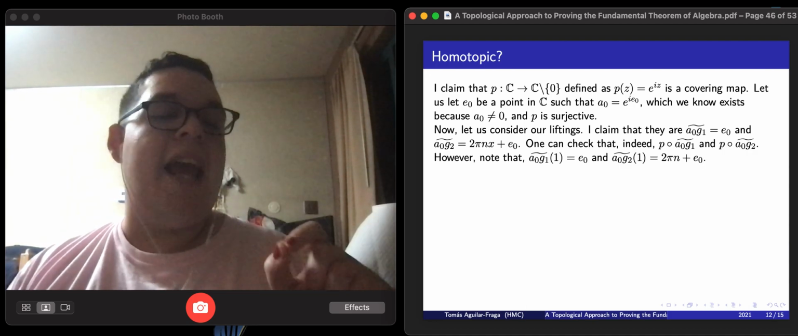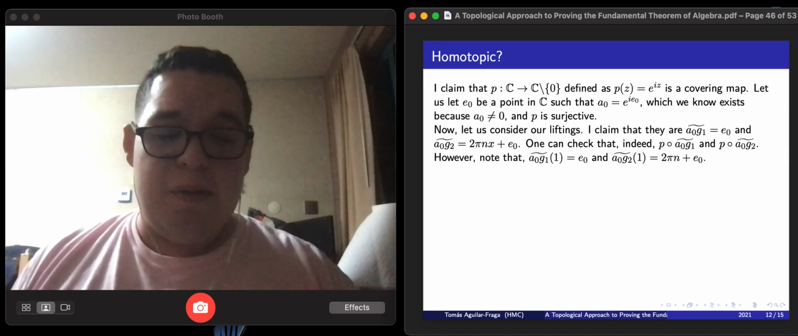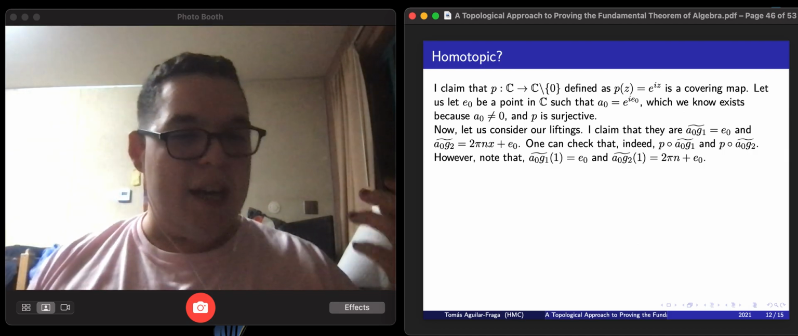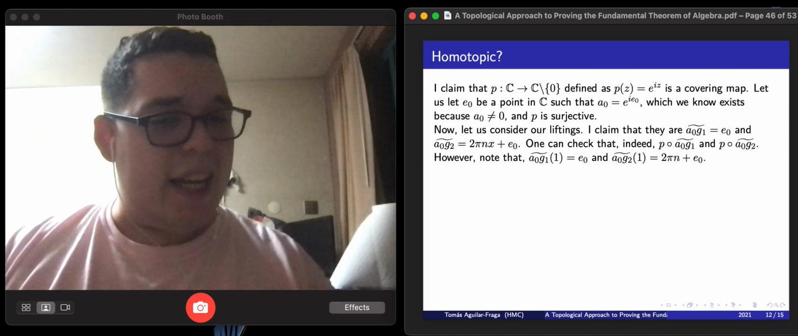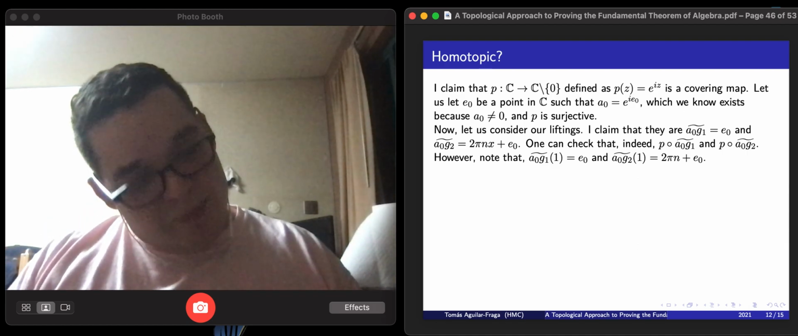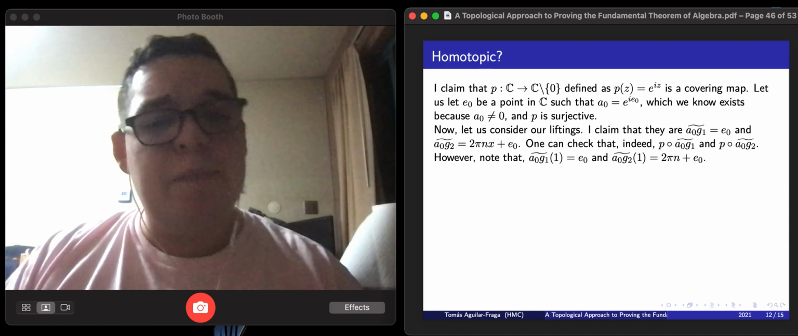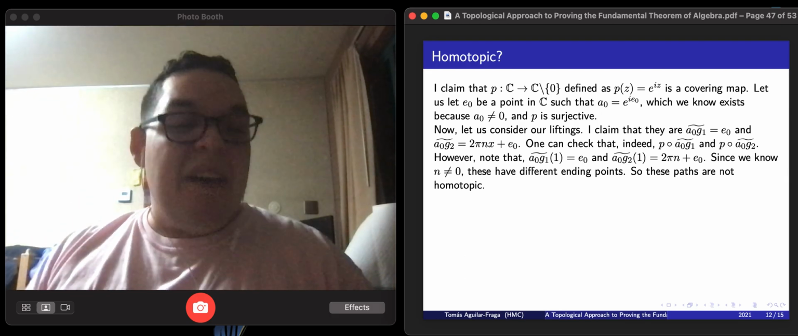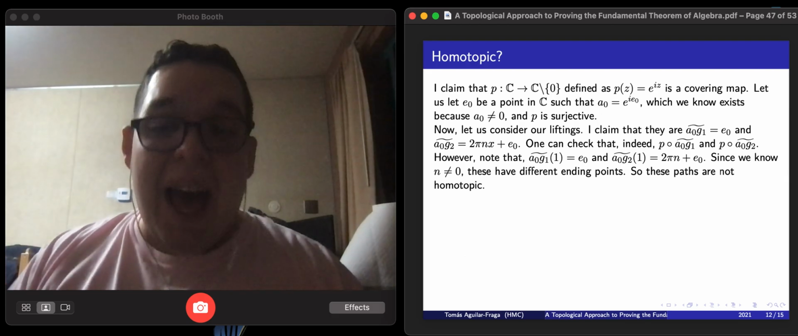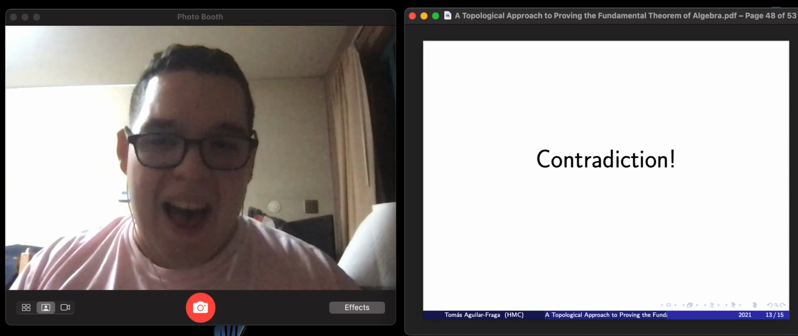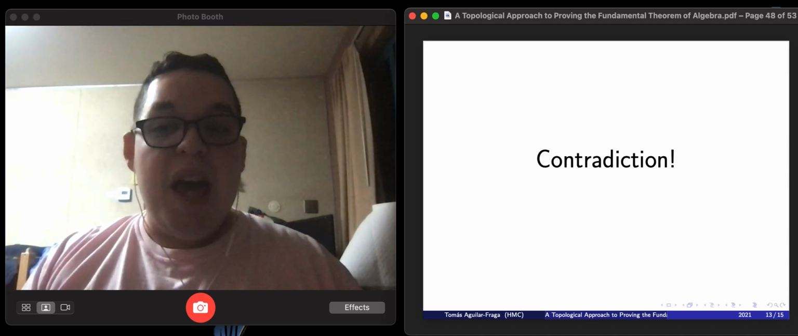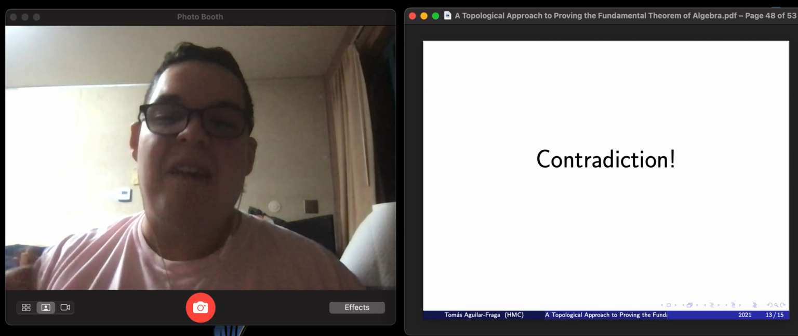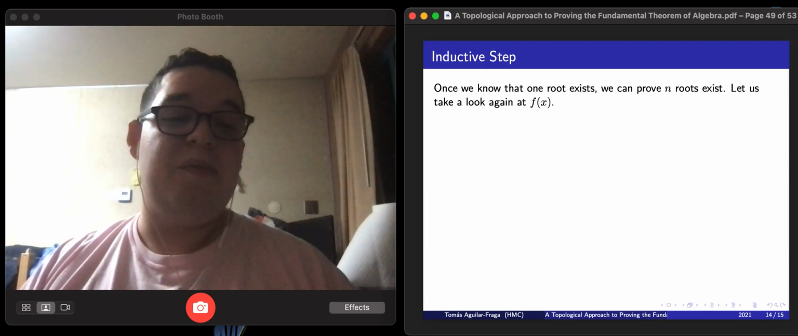However, note that a naught g1 of 1, right, because this is going from 0, 1 to the complex numbers, is e naught, while in the other case, we have 2 pi n plus e naught. And since we know n is not equal to 0, they have different ending points. So these paths are not homotopic, and we have a contradiction. Therefore, we can say that f has at least one root.